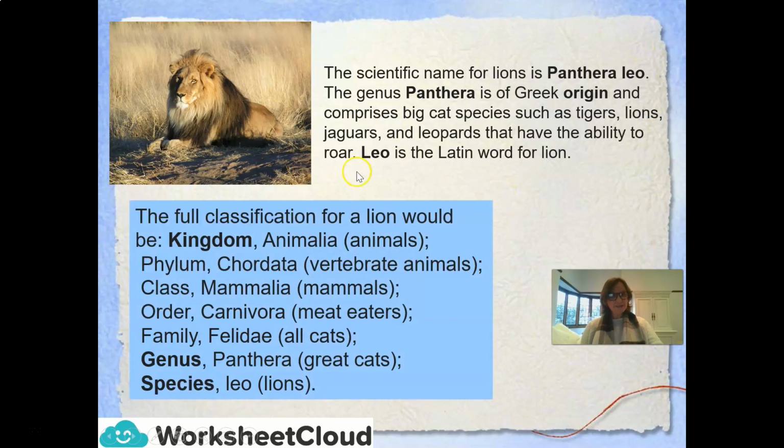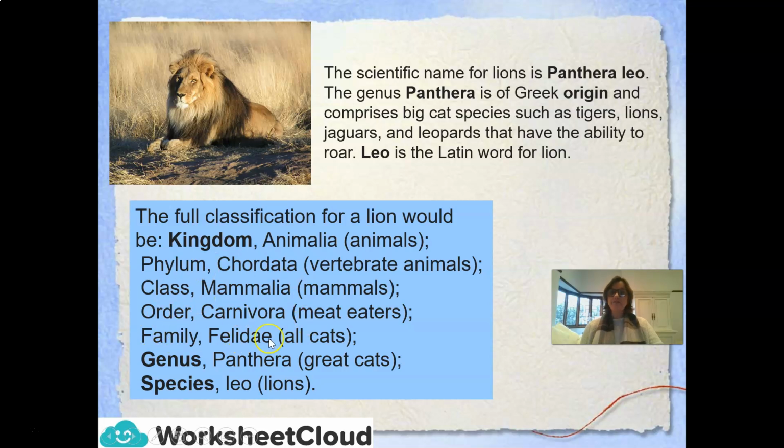And let's take a look at the 7 levels. The full classification for a lion would be the kingdom, Animalia, the animals. The phylum is Chordata, again, vertebrate animals, animals with a backbone. The class is Mammalia, they are mammals. The order is Carnivora, meat eaters.